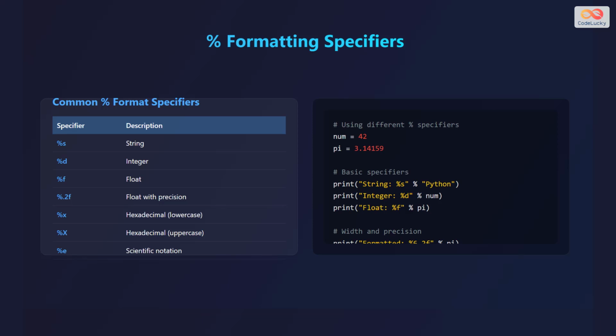%x formats an integer as a hexadecimal number in lowercase. %X formats an integer as a hexadecimal number in uppercase. %e is used for scientific notation.